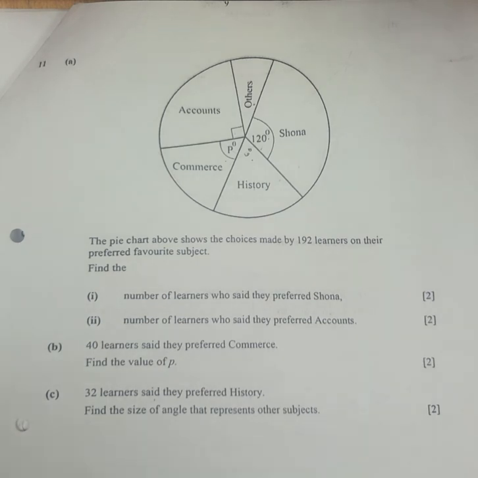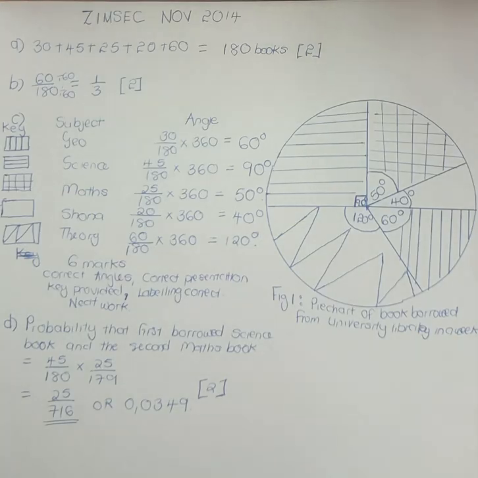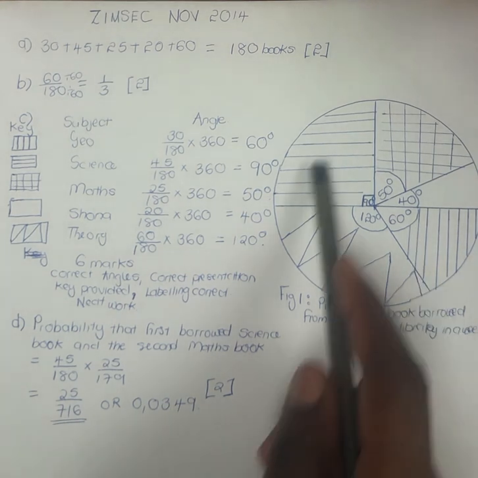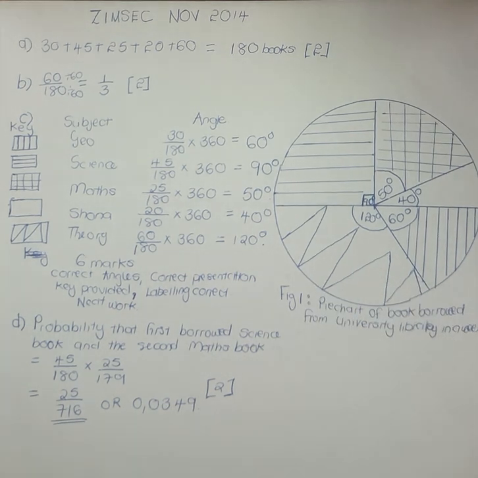In your pie chart, you need to show clearly this information, how you have managed to calculate the angles, and you need to draw using a canvas. You need to draw the circle using a canvas, and then use a protractor to measure the angles correctly. And then don't forget to label that this is a pie chart that is representing this information. And also you need to provide the key.